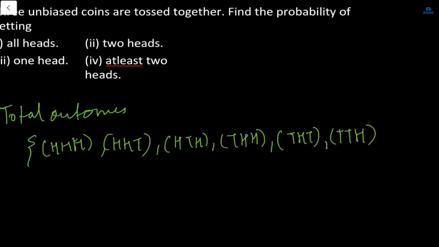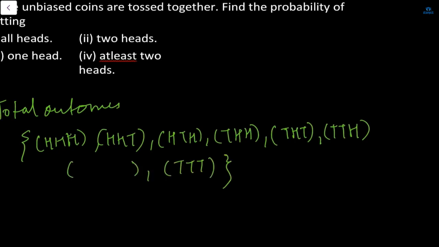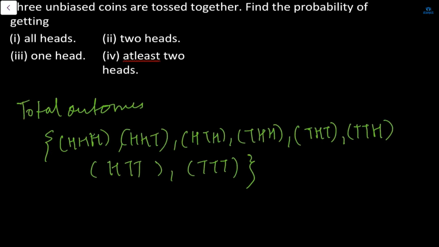Wait, I'm writing the other outcomes also. So how many outcomes are there? 8 outcomes. Any doubt? No, ma'am. It is 8 outcomes. So for the second one, it will be 3/8. And this one will be all heads, na? 1/8.